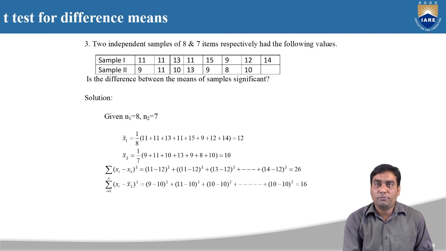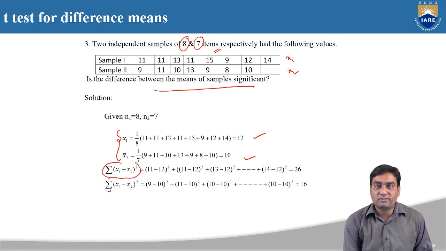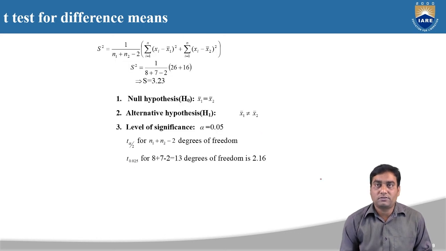Now, similarly, the third problem: two independent samples of 8 and 7 items. The first sample size is 8, the second sample size is 7, with the following values. Again we are going to check whether there is any difference between the means. But here, compared to the previous problems, only x1 and x2 values are given. Even the means are not given. We need to find x1 bar and x2 bar by using the average. Similarly, you can find the sum of squares of deviations from the first mean, and the sum of squares of deviations from the second mean. So we'll get 26 and 16. We can find the s square value, and the s value is 3.23.